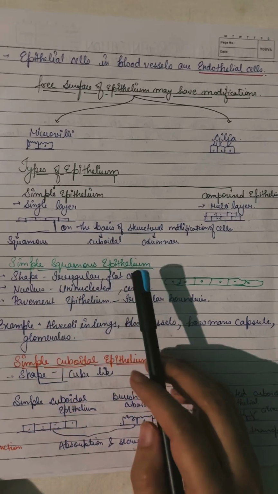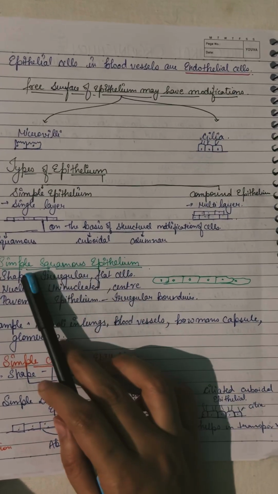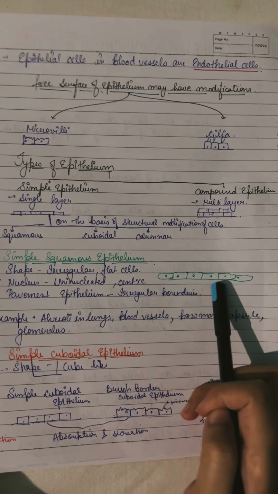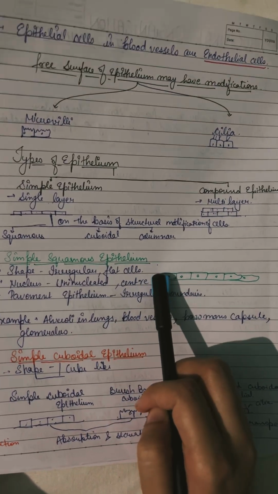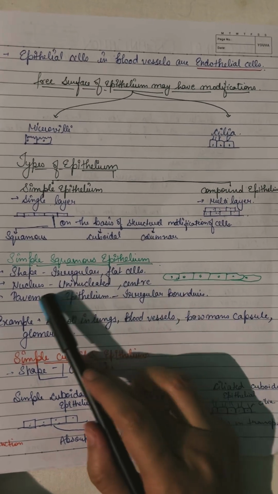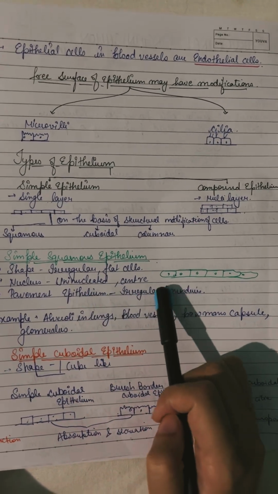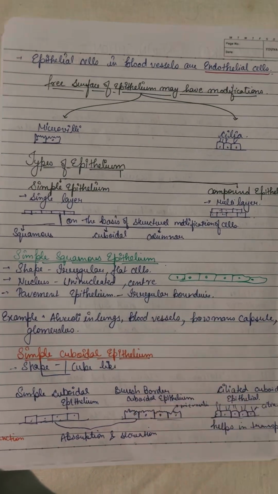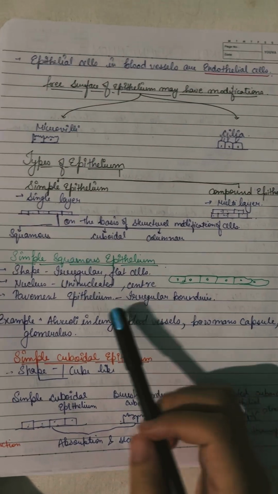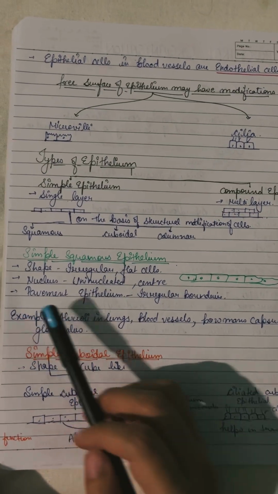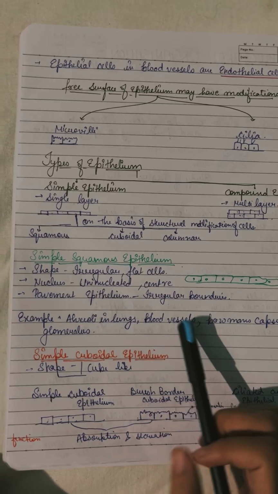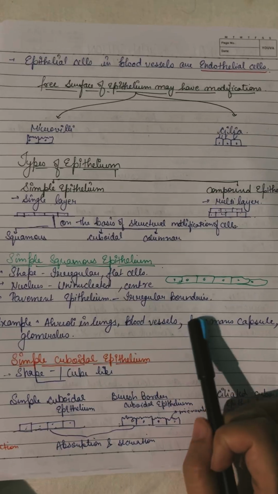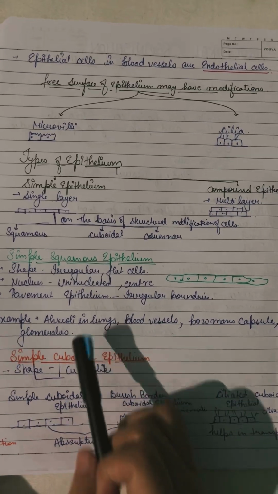So the first one is simple squamous epithelium. As you can see in the diagram, the shape is irregular and flat cells. The nucleus is uninucleated and present in the center. They form a pavement-like structure, pavement epithelium, with irregular boundaries. They appear like tile-like structures on the floor. Examples are very important: alveoli in lungs, blood vessels, Bowman's capsule, glomerulus. Bowman's capsule and glomerulus are found in a nephron.